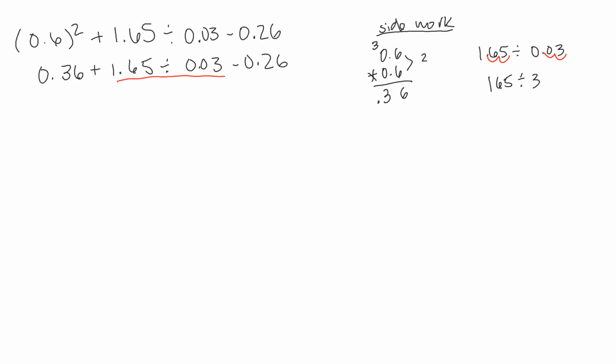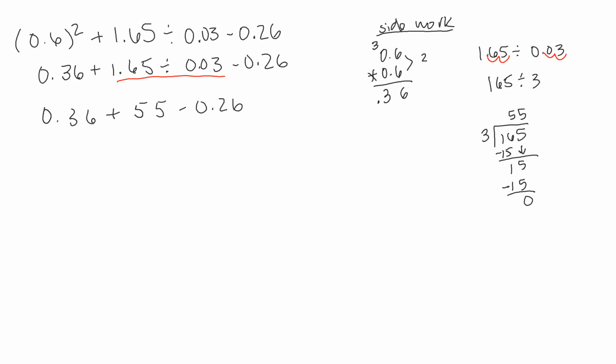Give myself a little more room. All right, so 165 divided by 3. Well, 3 won't go into 1, but it will go into 16. So 3 into 16 would be 5. 5 times 3 is 15. I get 1 left over. Drop down the next digit, which is a 5. 3 into 15 is still 5. 3 times 5 is still 15. I get a 0 remainder. So what I have now is 0.36 plus 55 minus 0.26.